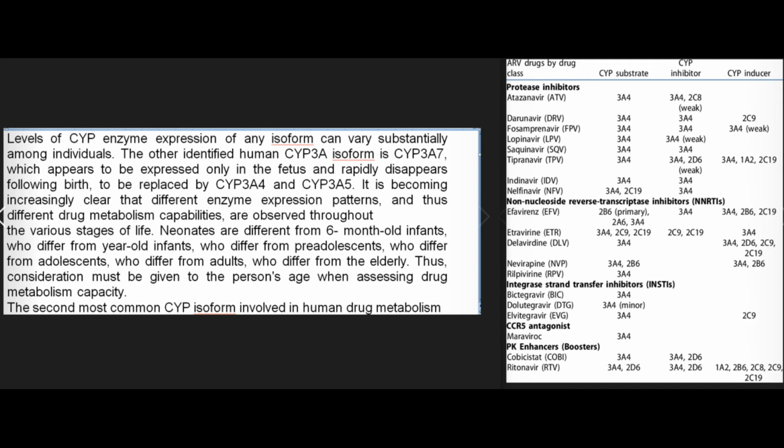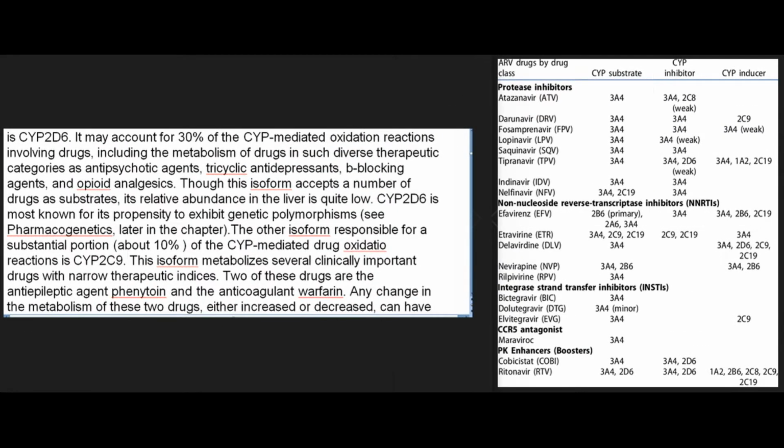The second most common CYP isoform involved in human drug metabolism is CYP2D6. It may account for 30% of the CYP-mediated oxidation reactions involving drugs, including the metabolism of drugs in such diverse therapeutic categories as antipsychotic agents, tricyclic antidepressants, beta-blocking agents, and opioid analgesics. Though this isoform accepts a number of drugs as substrates, its relative abundance in the liver is quite low. CYP2D6 is most known for its propensity to exhibit genetic polymorphisms, see pharmacogenetics, later in the chapter.